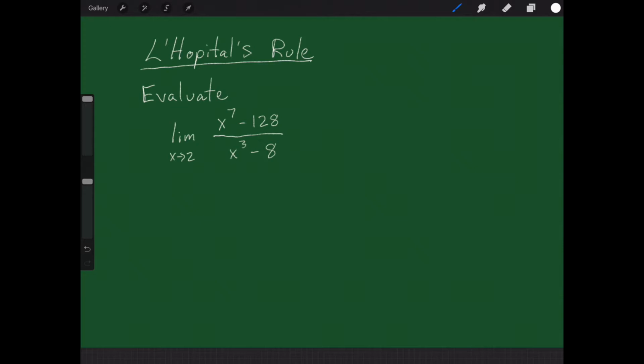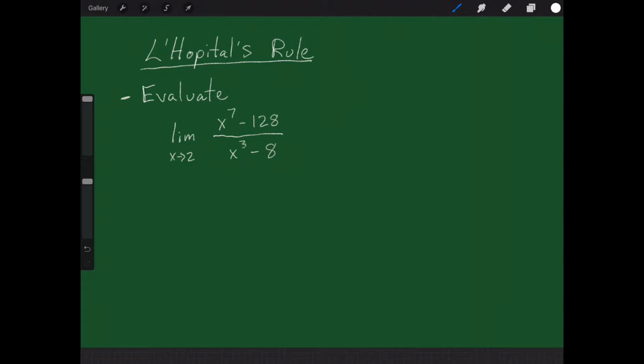Welcome back. Today I'd like to talk to you about L'Hopital's rule. And I want to start with the following example problem here. I'd like us to be able to evaluate the limit as x goes to 2 of x to the 7th minus 128 divided by x cubed minus 8. So you can see the limit right here.